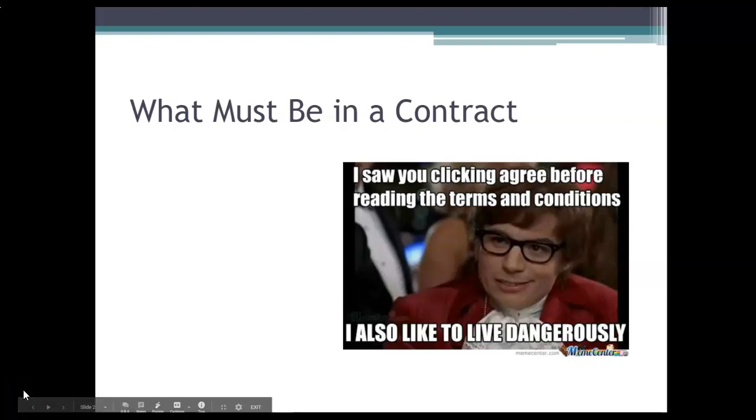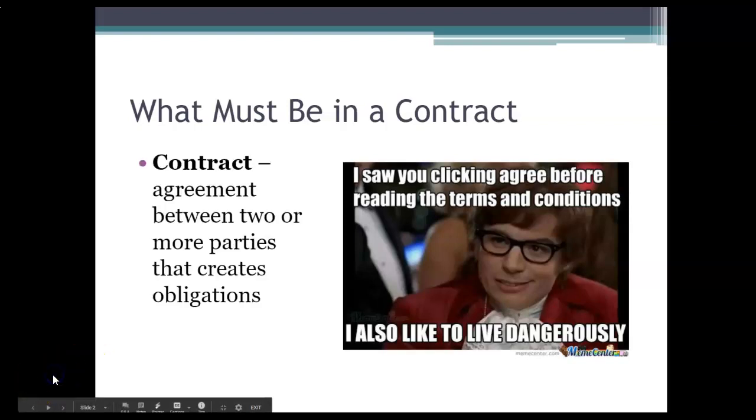Right, friends, let's look at what must be in a contract. We're just going to go over the bare basics of what is required for a contract to be valid. So first off, of course, a contract is an agreement between two or more parties, and it is a legal obligation. So if you sign a contract, you have to abide by the contract. That's just the way it works.